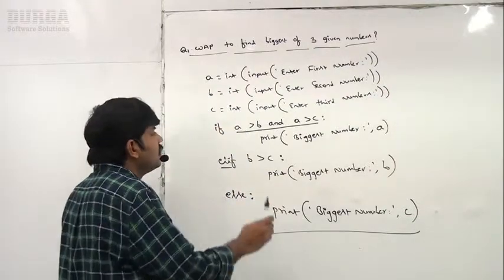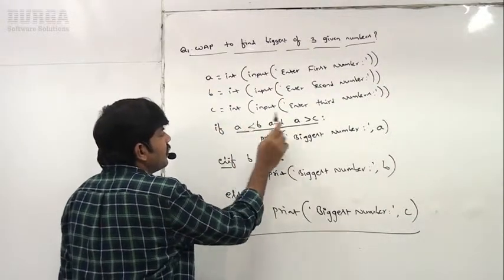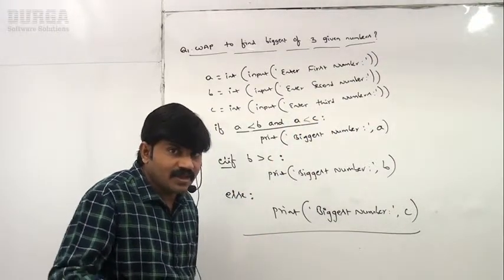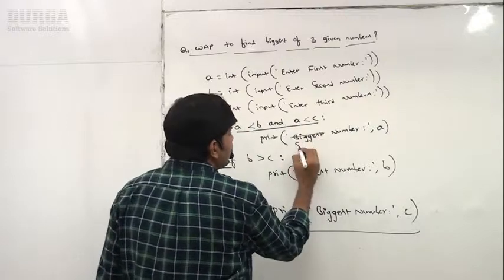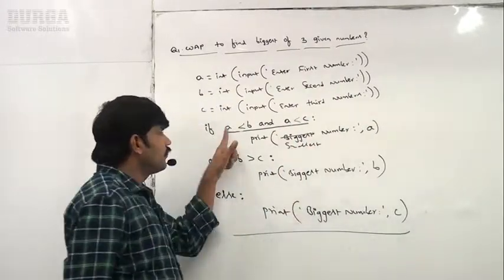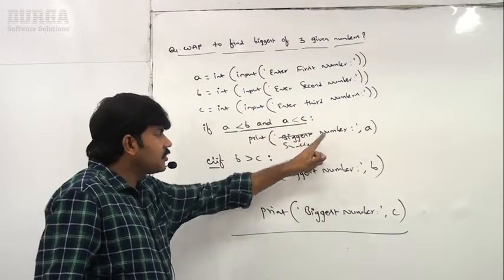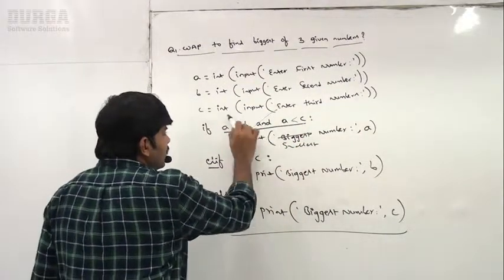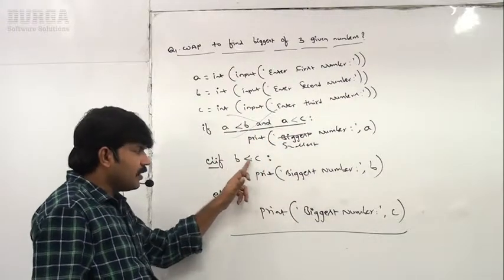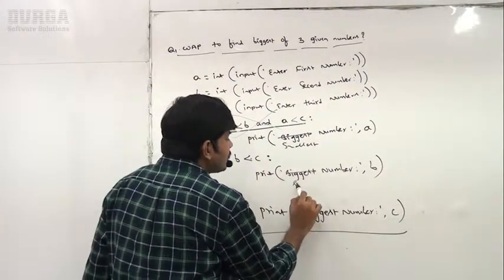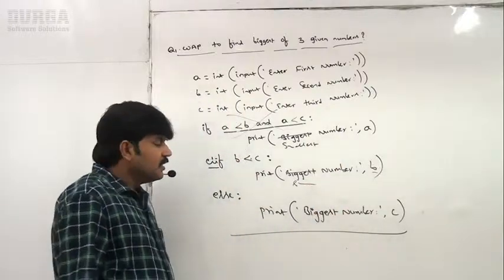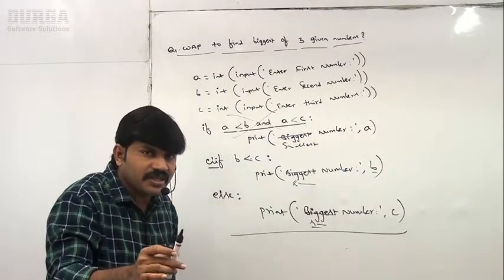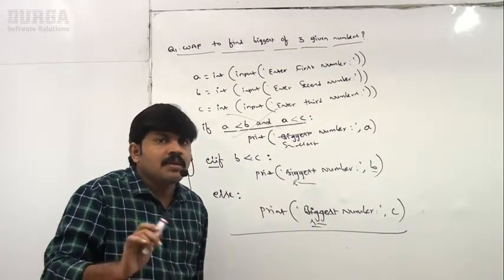Then very simple: A is less than B and A is less than C. Every greater than symbol is replaced with less than. Now the smallest number is A, sir. If A less than B and A less than C, the smallest number is A. Elif B less than C, when the first condition is not satisfied but B is less than C, then the smallest number is B, sir. Else the smallest number is C. That's all. Just interchange the greater than symbol with the less than symbol.